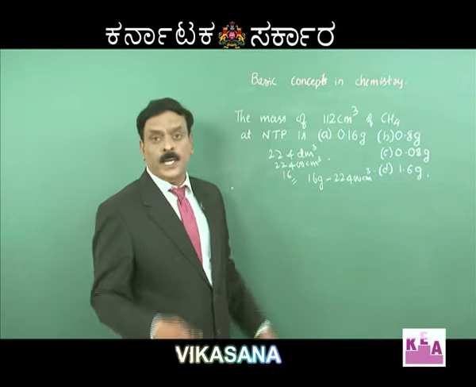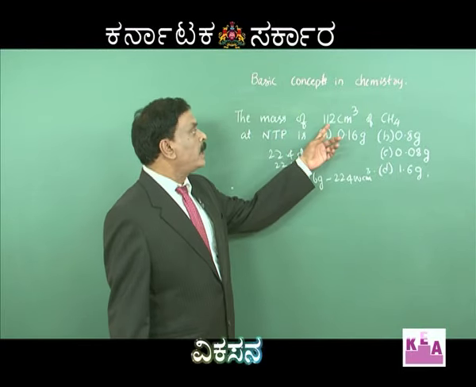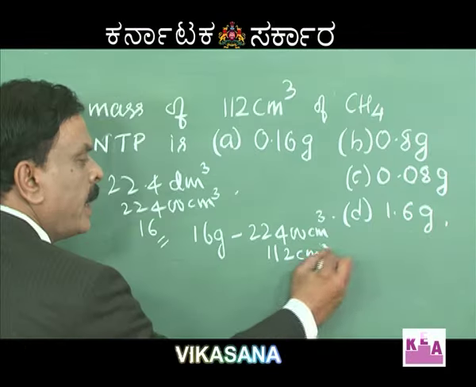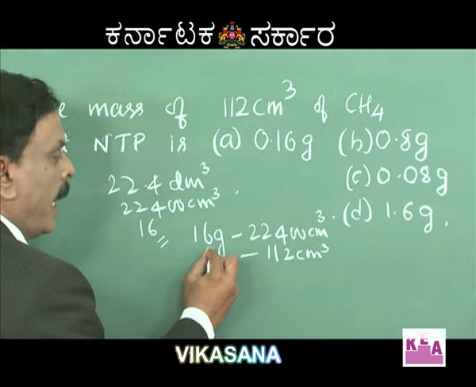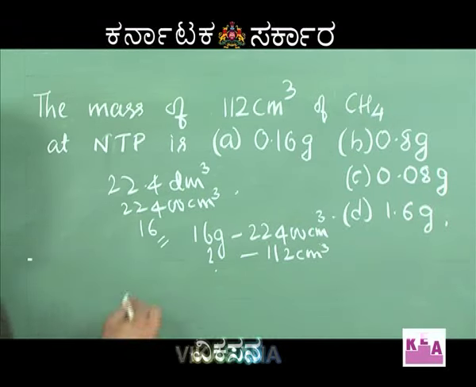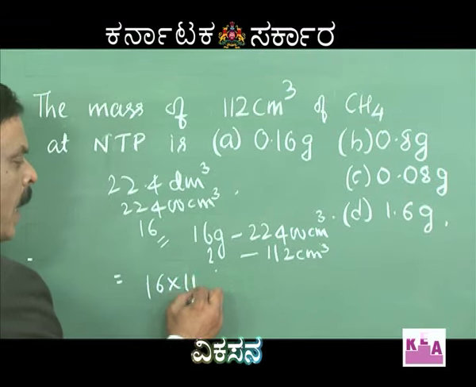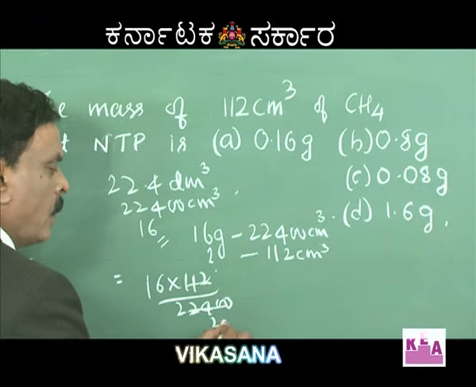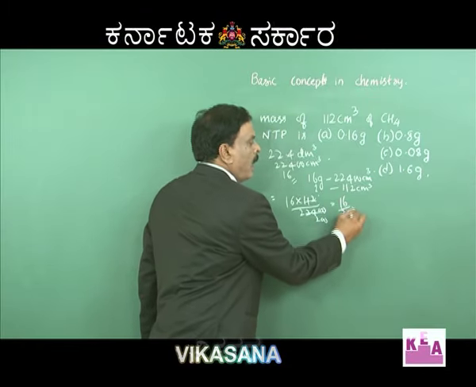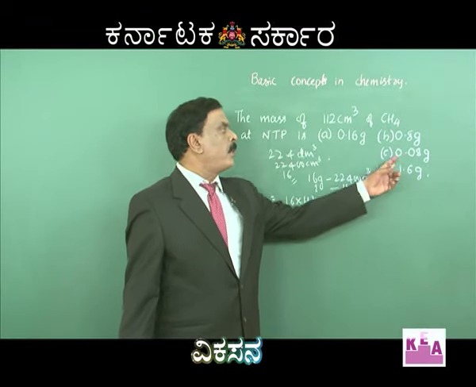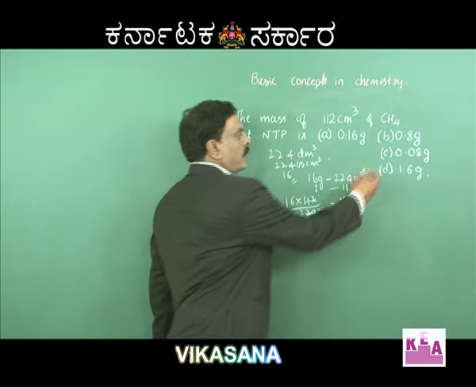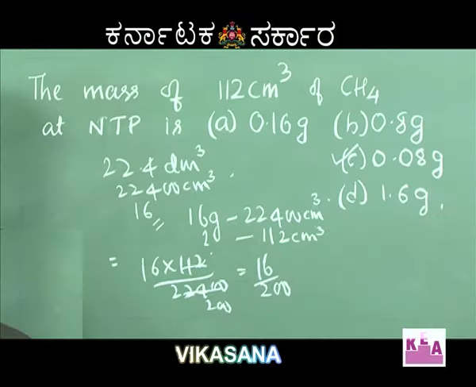But in the question, we need to calculate the mass of 112 centimeter cube of methane. Therefore, the mass of 112 centimeter cube of methane at NTP will be equal to how much? And that is equal to 16 into 112 by 22,400, and this turns out to be 16 by 200, or that is equal to 0.08 grams. Hence, the correct answer for this question is option C, that is 0.08 grams.